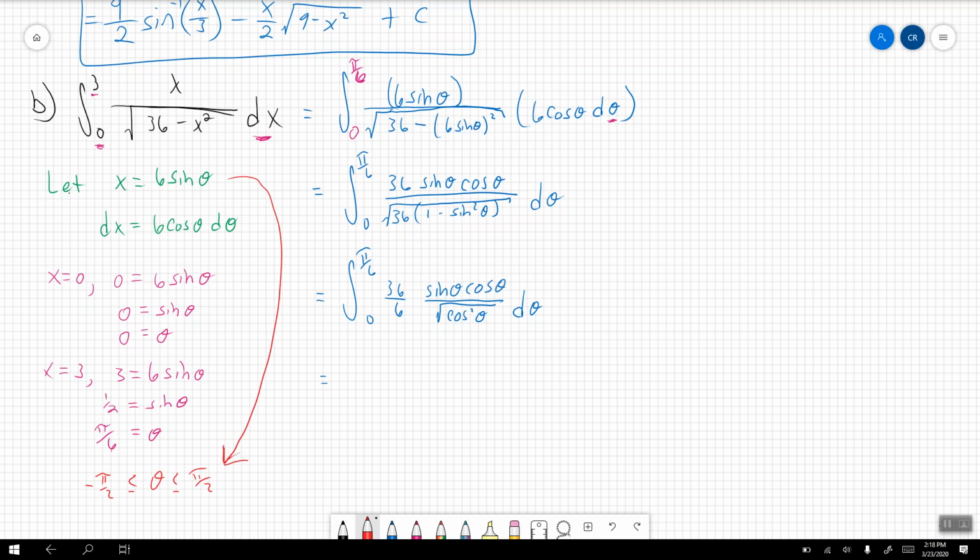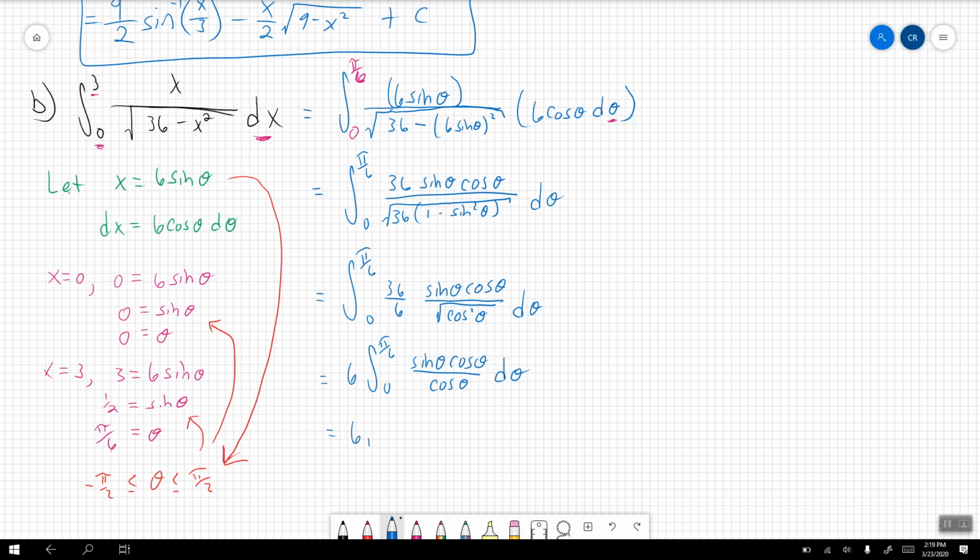Now, this goes back into our bounds when we were working with this here, saying where is sine equal to 0, or what angle gives you a sine measurement of 1/2. Well, that's only working in quadrants 1 or 2 or the x-axis. So, back to what we were looking at here, this is now going to get us 36 divided by 6, that's 6, integral from 0 to pi over 6, multiplied by sine theta, cosine theta, divided by cosine theta. And the reason we can divide by cosine theta is because in quadrants 1 and 4, cosine of theta will always be positive.